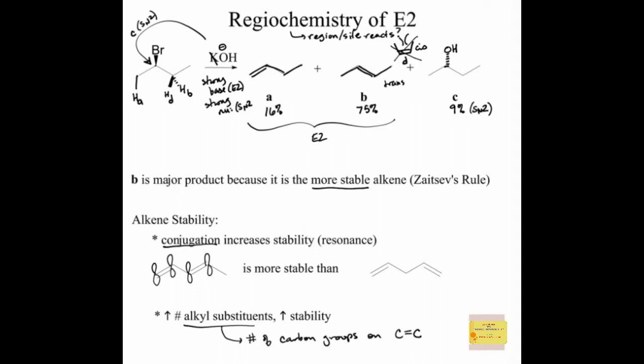Now, what's the maximum number of carbon groups that you can put on a carbon-carbon double bond? Remember, each of these carbons wants 4 bonds. So there's 2 bonds over here and 2 bonds over here. That would be a very stable carbon-carbon double bond. Let's take a look at some examples.